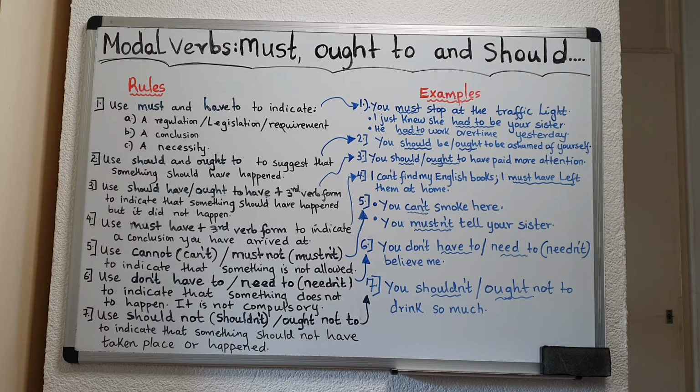Rule number 1C. Use must and have to indicate a necessity. A necessity means that something is necessary. Look at the last example in number 1. He had to work overtime yesterday. It was necessary. He had to do it.